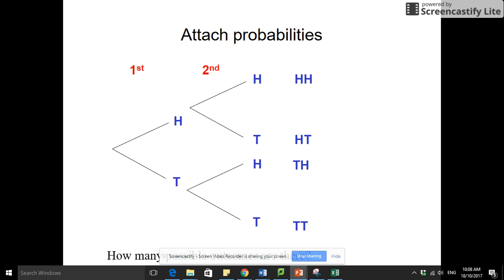And the question will say, how many possibilities are there? Well, you count. There's one, there's two, there's three, and there's four. So you would answer 4 different possibilities. So that would just be as a straight number.